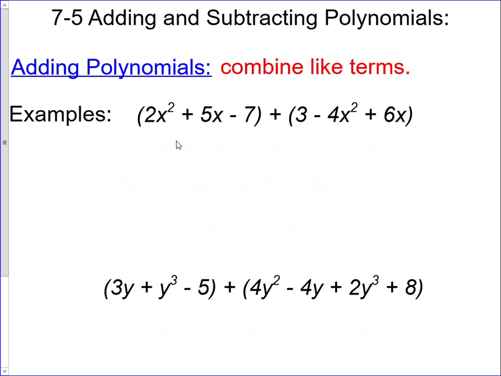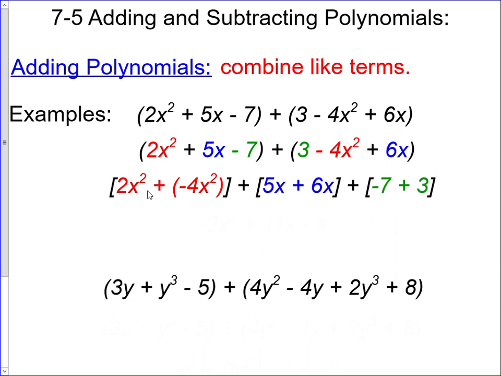So in this first example, I have 2x squared plus 5x minus 7, and I'm going to add 3 minus 4x squared plus 6x. Well, let's start by identifying our like terms. I've done it by color here, and 2x squared and negative 4x squared are like terms. 5x and positive 6x are like terms, and negative 7 and 3 are like terms. So in our next step, we're just going to go ahead and combine those.